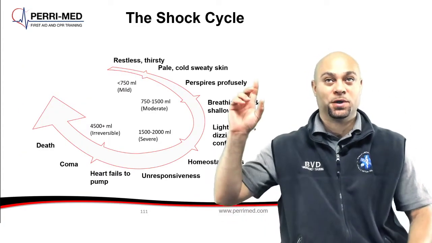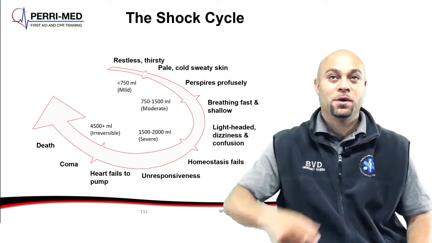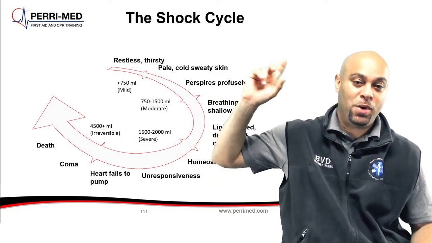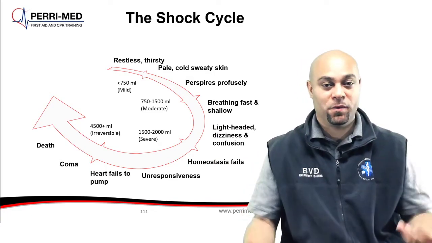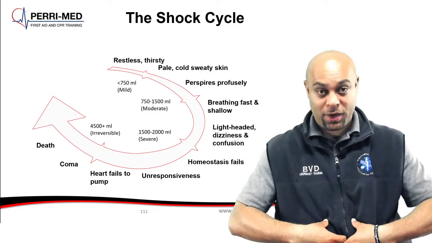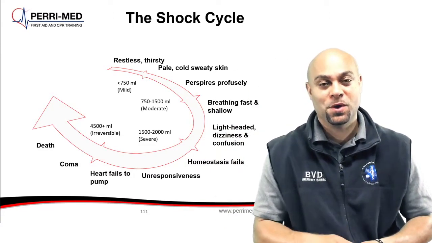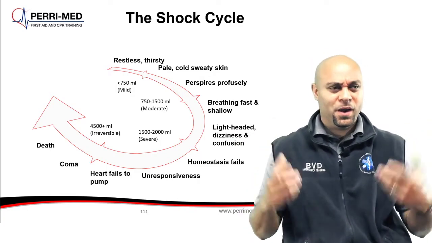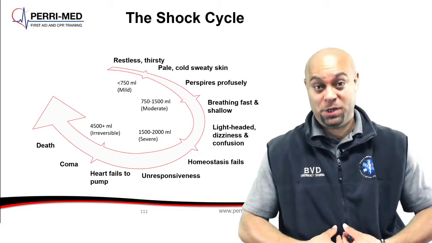So here's a shock cycle, and so you see as the cycle goes around, right? So we see that the person is restless, thirsty, they get pale, cool and clammy skin. Right? So as they're losing blood from the body, maybe they have internal bleeding on the inside and you don't even know, but they're starting to show these kinds of symptoms. So at first they're restless, they're thirsty, they get lightheaded, right? You're wondering why. I don't see any blood leaking from the body. Maybe it's bleeding on the inside.